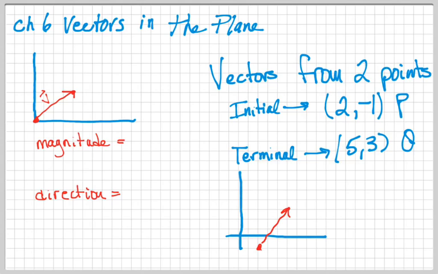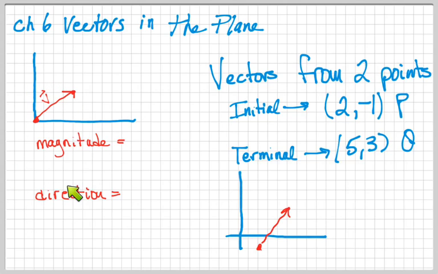With our vectors, magnitude is going to be literally the length of our vector. It's the length of the arrow that we're going to draw.